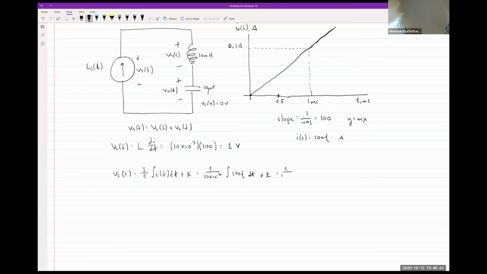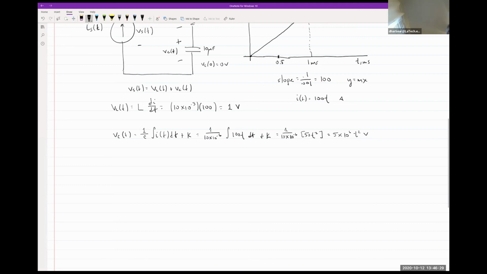So we do our integration here. We have 1 over 10 times 10 to the minus 6th times 50 t squared. And then we look to see what we might need for a constant, and we can see that at t equals 0, that's going to be 0, because we've just got something times t squared, and the initial condition is 0. So our constant of integration is just 0. So we'll just multiply this out, and this comes out to be 5 times 10 to the plus 6 t squared volts. And so now we have VL and VC, and we could add them together to get VS. So hopefully that's pretty straightforward for a series loop.